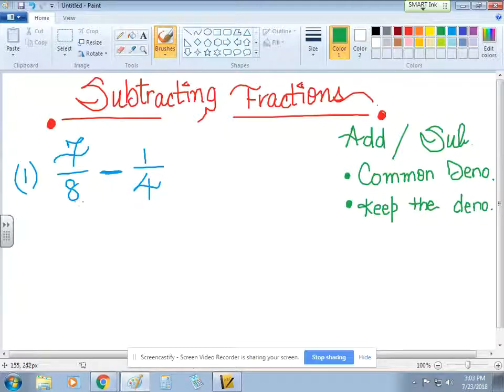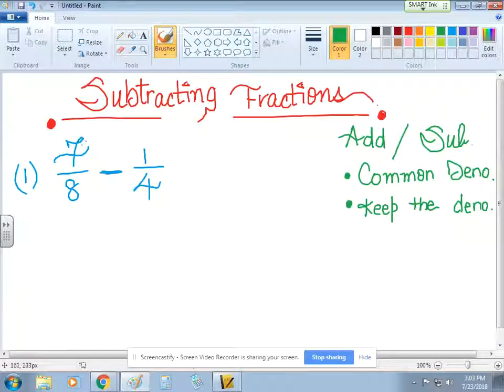So here, a student may say, well, this is so easy, Miss Mehta. It is 7 minus 1 is 6, and 8 minus 4 is 4. My answer is 6/4. And then I'll say, well, you're wrong. Why? Because you did not change the fractions to equivalent fractions or same fractions.